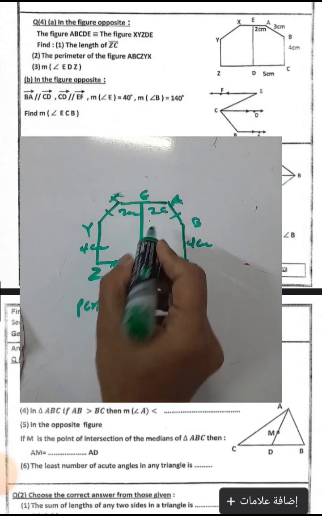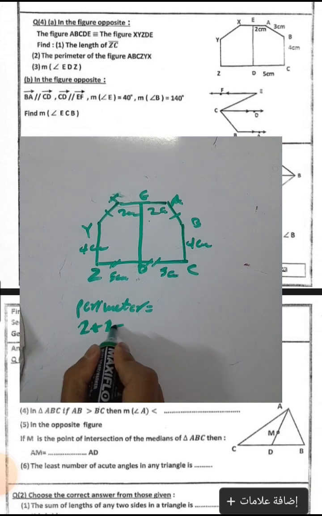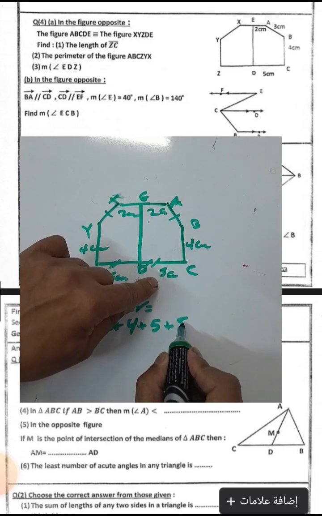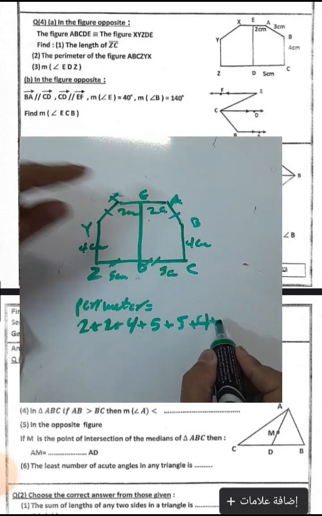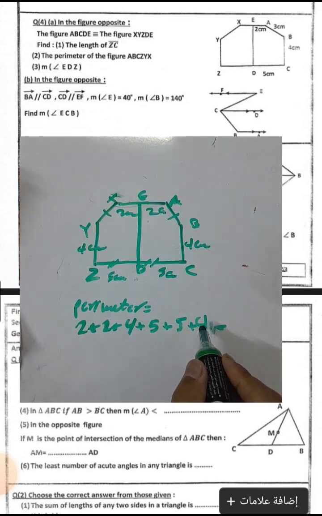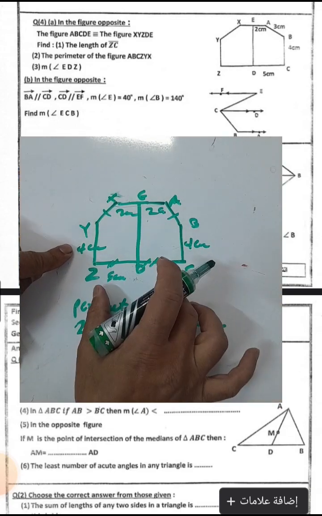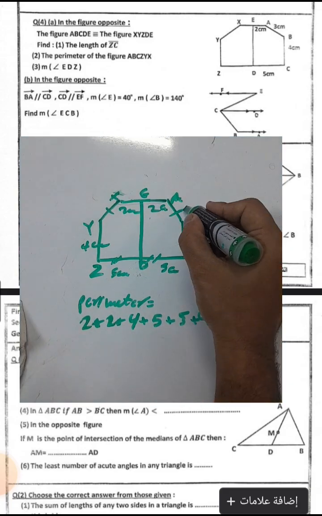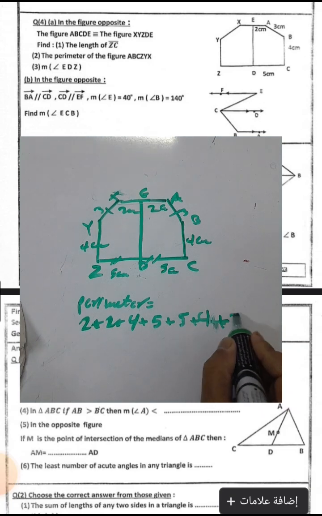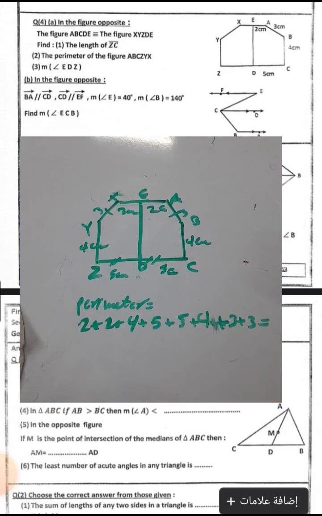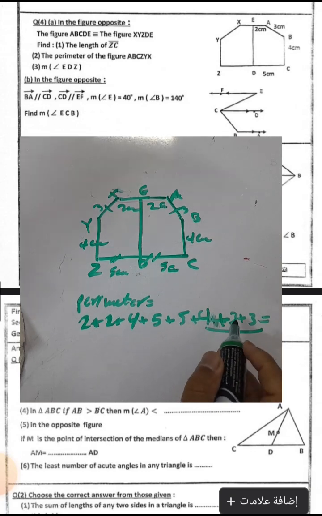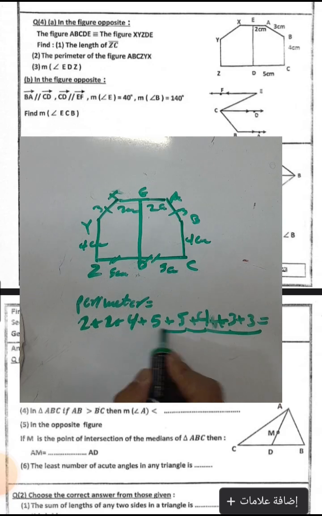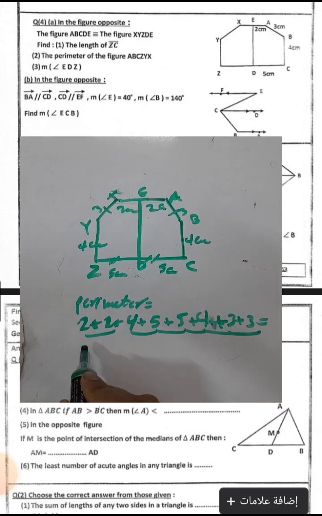The perimeter will be equal to 2 plus 2 plus 4 plus 5 plus 5 plus 4 plus 2. Okay, 2 plus 2 is 4, 4 plus 4 is 8, 8 plus 4 is 12, 12 plus 10 is 22. Here we have 3 plus 3 plus 3 plus 6 equals 30. Sorry, 3 plus 3 is 6, 6 plus 4 is 10, plus 5 is 15, 20, 24, 28.